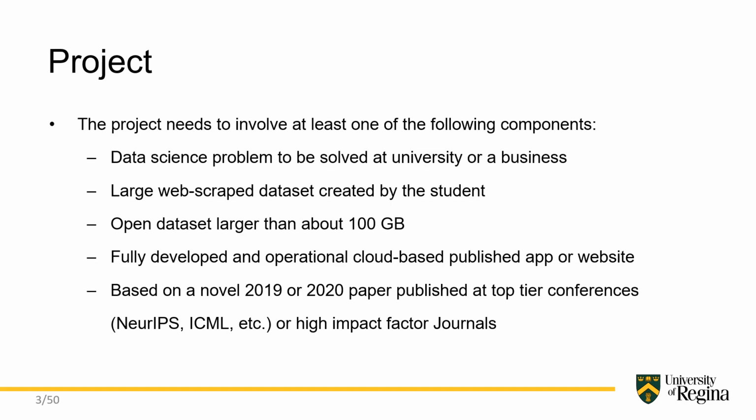For this course, you need to have a project. I will give you more information about that, but for now, you must think about a project that involves at least one of the following components. So, your project should be either a data science problem that is going to be solved at university or a business. That means a local business, a business that you go and find a data science problem directly by yourself and then try to address their problem, get access to their data, and then present the results to them.